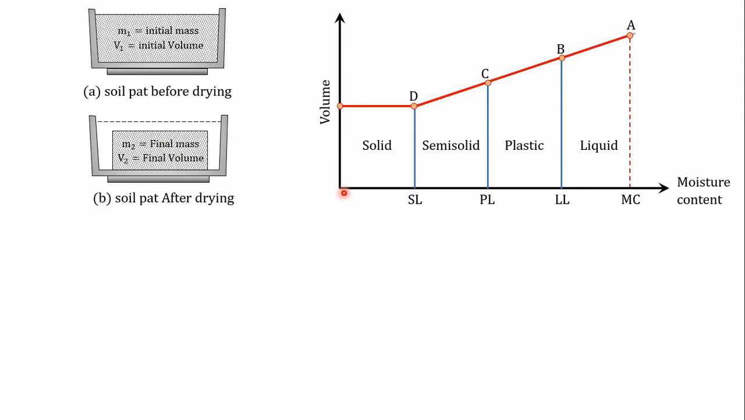Okay, so yung target natin, class, is to solve the shrinkage limit. So therefore, class, yung kunin natin is yung travel natin from A to D. Okay, and class, pwede natin din i-travel from D to this point. Okay, so i-draw muna natin yung properties ng soil wherein the moisture content, class, is in natural state. Okay, so ito yung, class, dito yan.